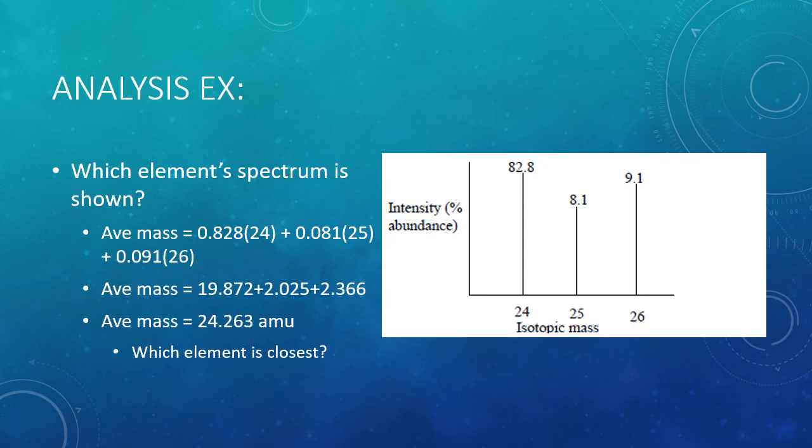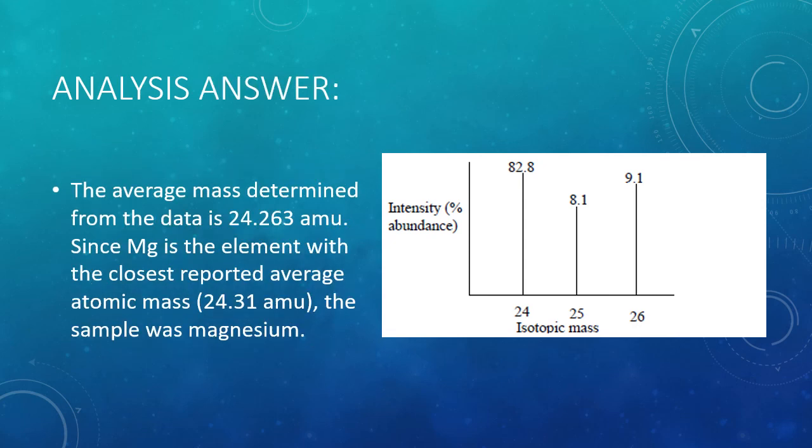Now, in order to determine which element the spectrum belongs to, we should have a periodic table handy and look for an element whose average atomic mass that is listed is closest to the one we calculated. That would imply that this is a sample of that element. Note, it might not be exact because perhaps the sample doesn't quite mirror everything that's in nature, and therefore it might be slightly off of the one on the periodic table. So, since the average atomic mass we calculated was 24.263 amu, and magnesium is the element that has the closest reported one at 24.31, the sample was likely a sample of magnesium.